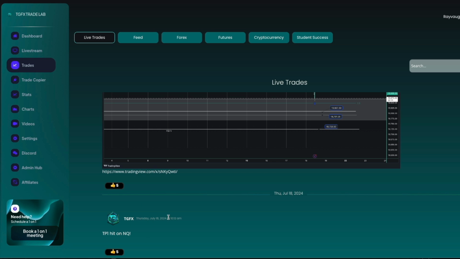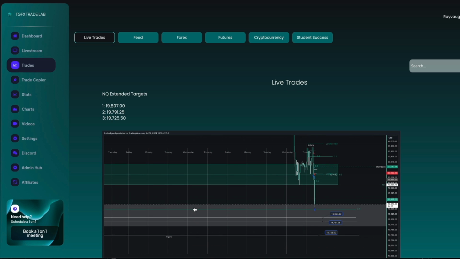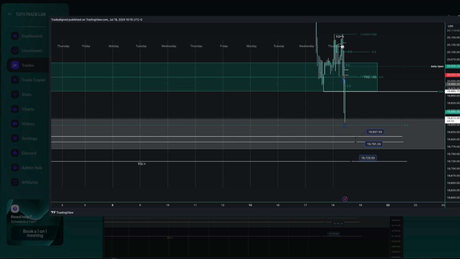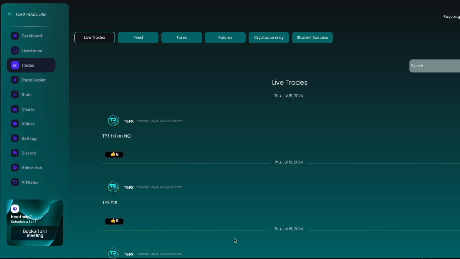And as we can see here, by 10:12 a.m. TP1 was hit and extended targets were given out, which majority of them were actually hit. So the only one we didn't hit was 19,725, but we did hit 19,807, 19,791. You could actually see that I took profits as we were sitting down here as well. So overall from these trades, you should be able to tell that my entry protocol and strategy is very consistent throughout all of my trades. And this definitely gives me an advantage when it comes to trading prop firm accounts.